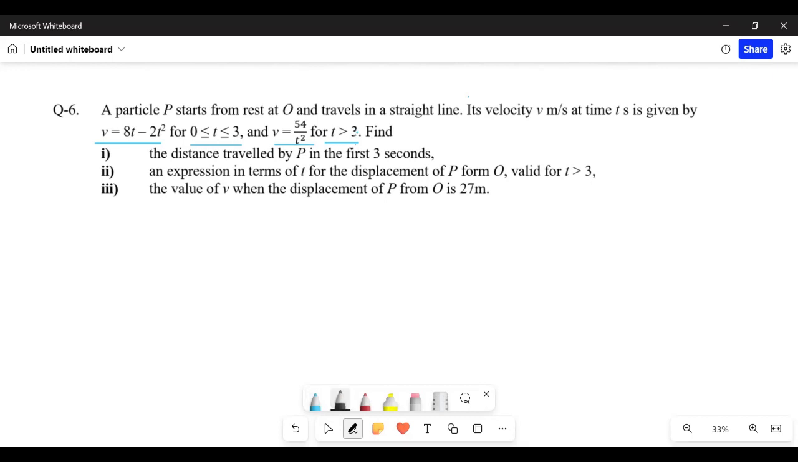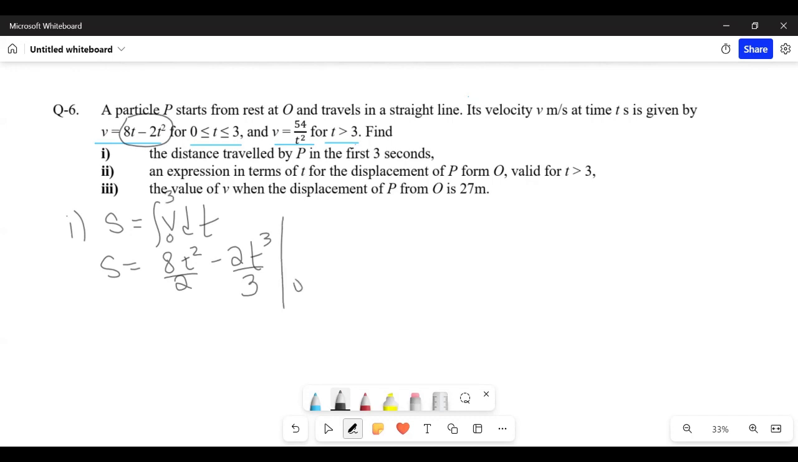Now, distance is found by integrating V. So that's going to be 8t square upon 2 minus 2t cube upon 3. I'm integrating this. And also we know the limits of time, that's from 0 to 3. So S equals 4t square minus 2/3 t cube.